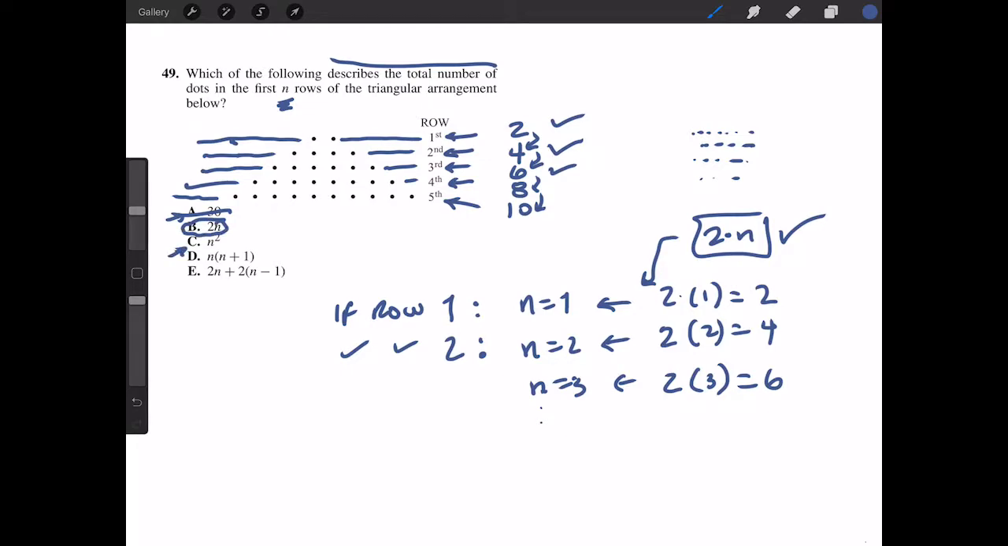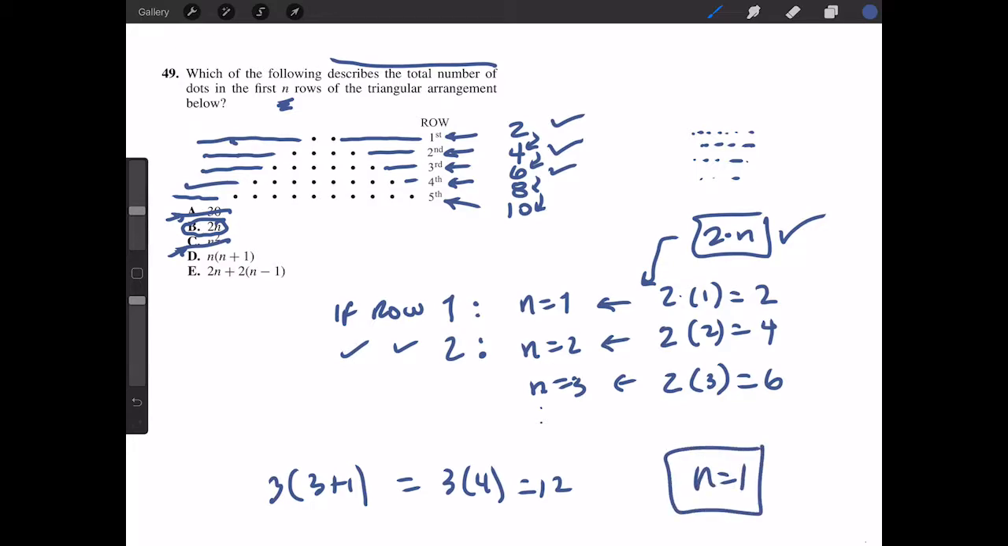C is wrong because n squared with n equals 1, you get 1 squared, which is 1 dot for the first row. That's incorrect. n times n plus 1 is not going to work either because, say, for the third row where n equals 3, you would have 3 times 3 plus 1. So that would be 3 times 4, which is 12, not the number of dots you have for the third row. You have to be careful with these that you don't test just the first row, because n is equal to 1 and that number has some very interesting properties.